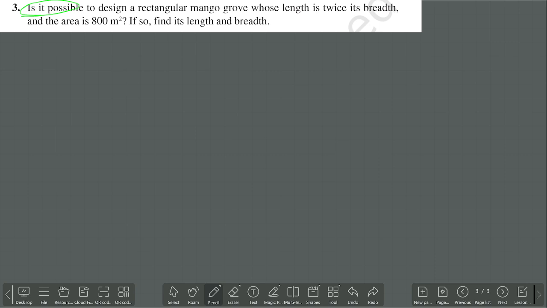Do you understand what I am speaking? So, by reading the question only, you should understand what chapter it is from. This is the keyword to identify the topic. So, this is from nature of roots. Do you understand? Right. Now, it is possible to design a rectangular mango grove whose length... this is length, let me take as L, and this is breadth, let me take as Y. Okay. Now, first condition.